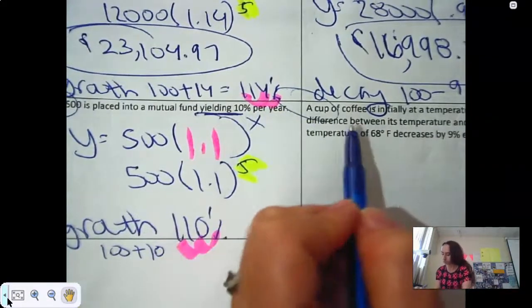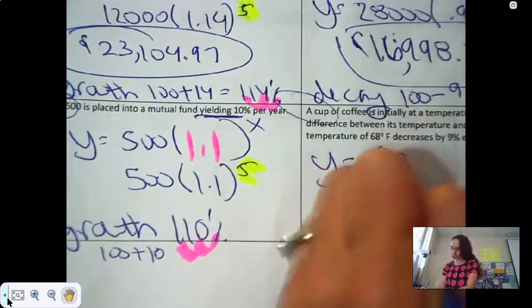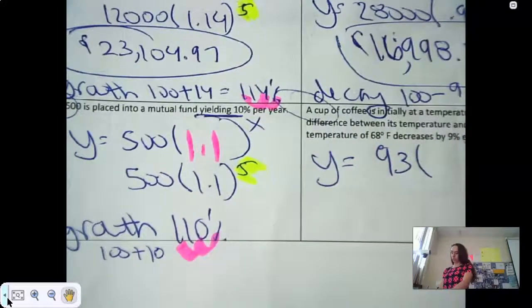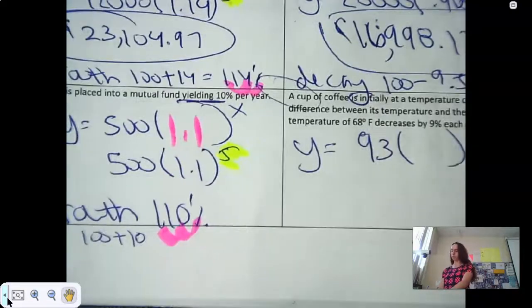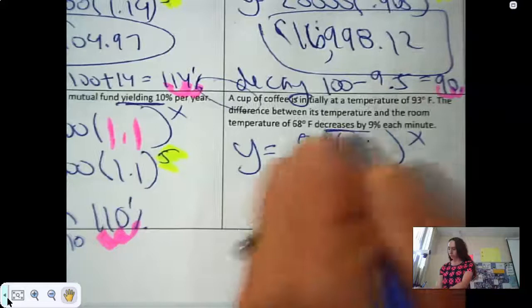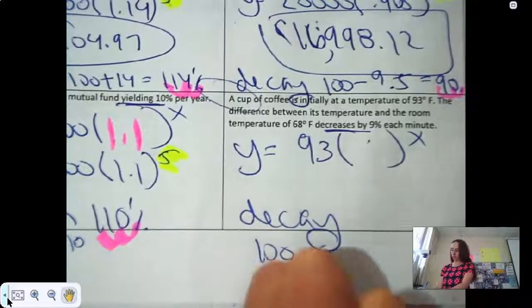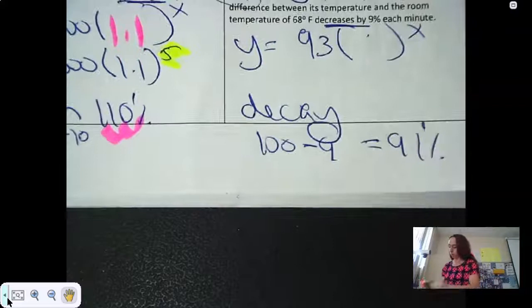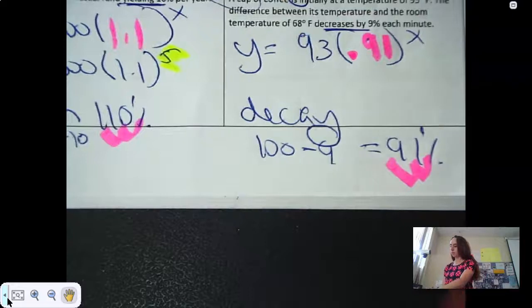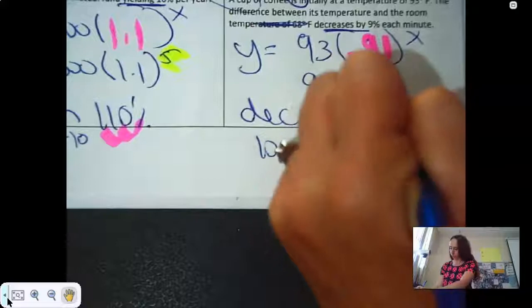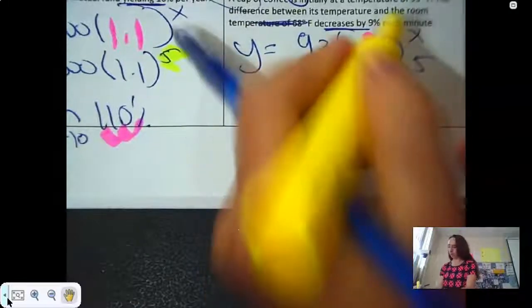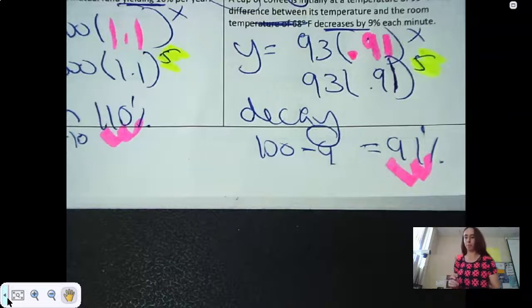So the cup of coffee initially is at a temperature of 93 degrees. The difference between its temperature and the room temperature of 68 decreases by 9%. So it decreases. Decay. 100 minus 9 is 91%. What do I do? 0.91. Now for 5, 0.91 to the fifth. Let me pause it, put it in the calculator, something you should do, and get both. Make sure you can do it.